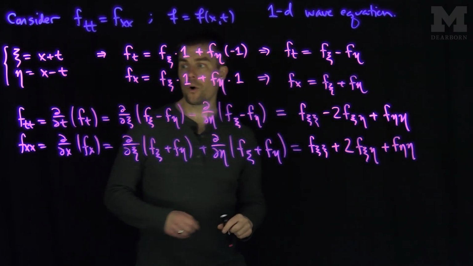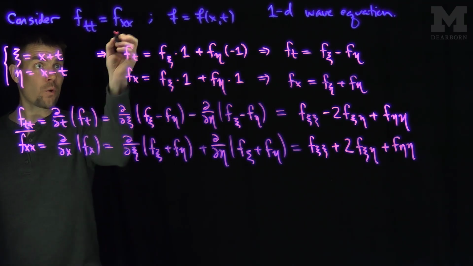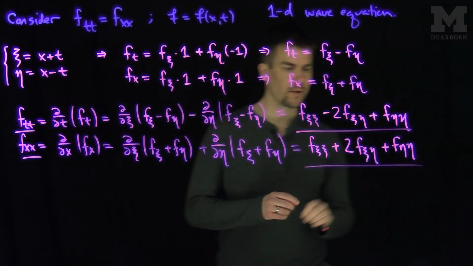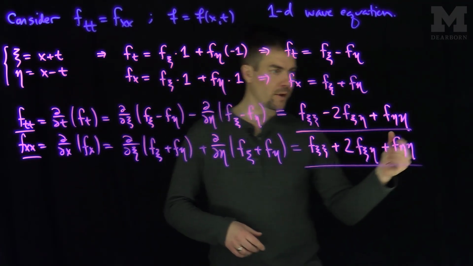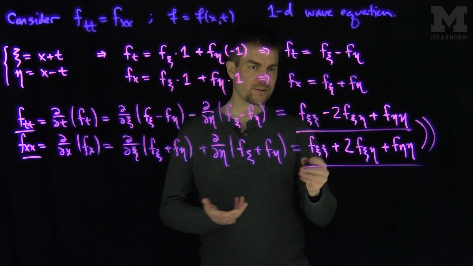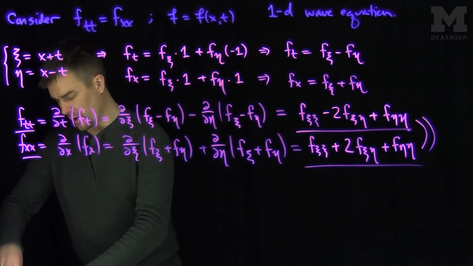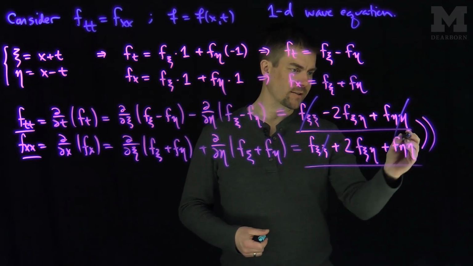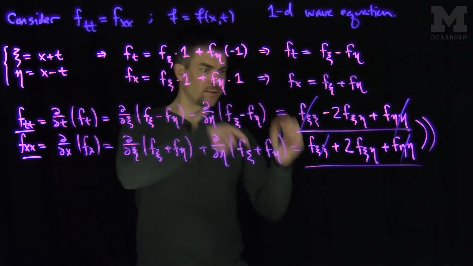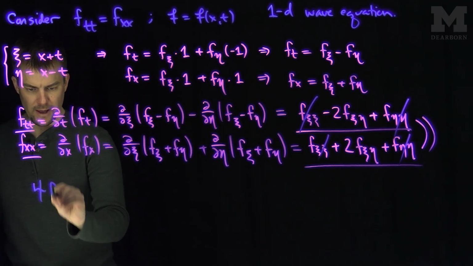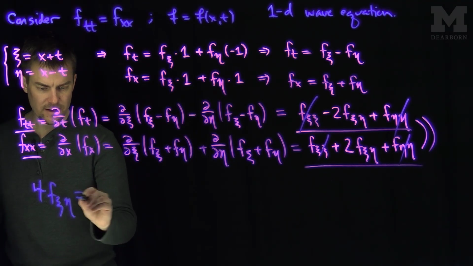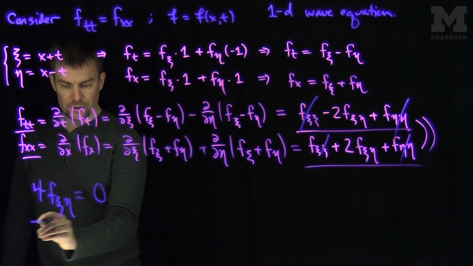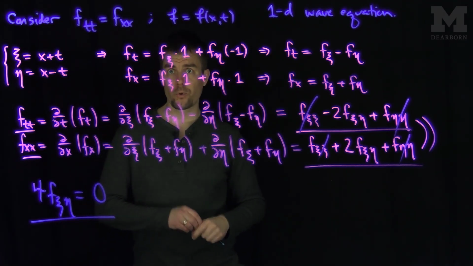Now, we know that f_tt has to be equal to f_xx. So these two expressions have to be equal to each other. What do we have on both sides of the equation? We have an f_xi xi on both sides, so that can just cancel out. We have an f_eta eta on both sides, so that just cancels out. And now I can combine both sides of the equation and conclude from this that 4 f_xi eta is equal to 0. So if I can solve this partial differential equation, I can solve the one-dimensional wave equation in general.